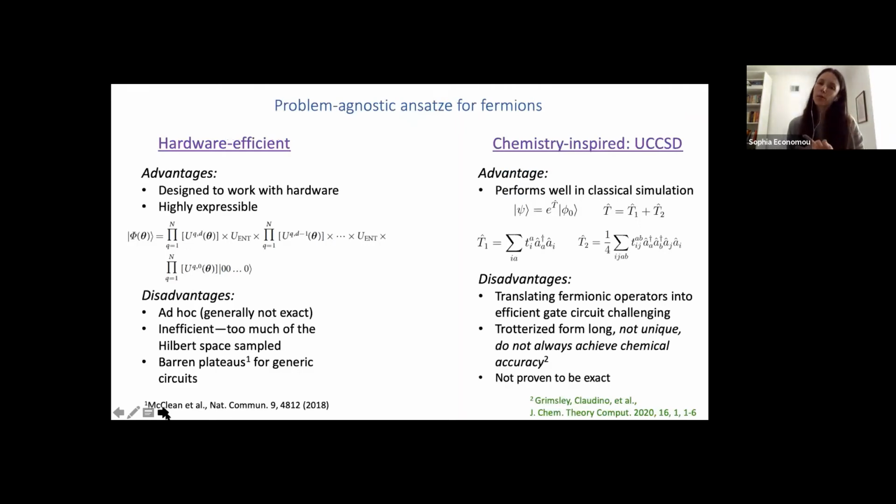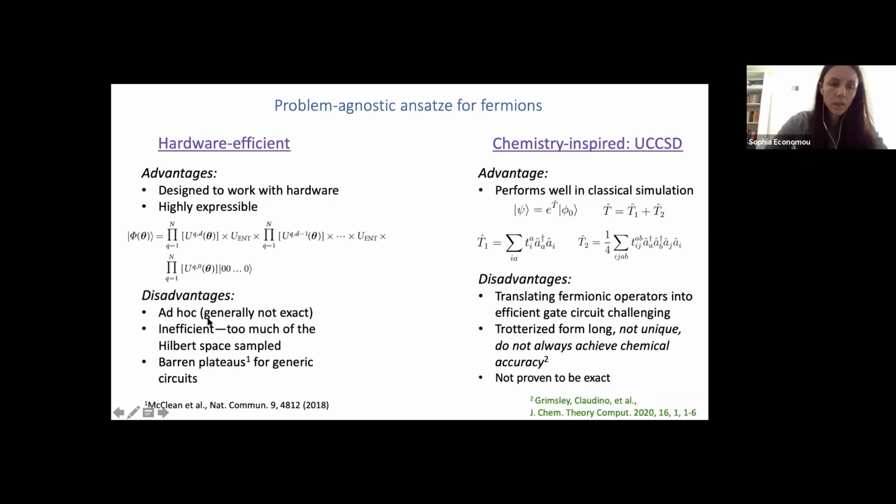Yes, so now for fermionic problems, I'm kind of following this separation of how I classify ansatz into problem agnostic and problem specific. So I'll give you some sense of what people are doing with the problem agnostic first. For example, in the IBM experiments with the molecules, they use this hardware efficient ansatz, which is alternating layers of single qubit gates that are parametrized with entangling gates that are not.